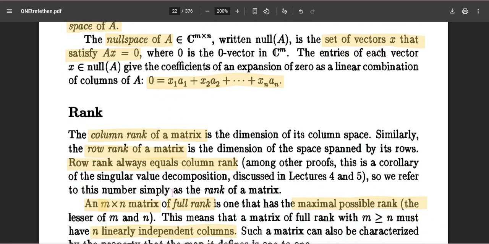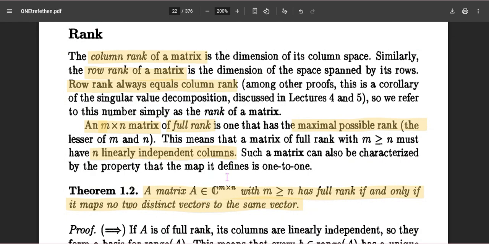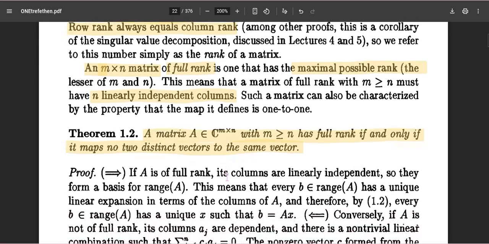Then the column rank and row rank of a matrix: the column rank is the dimension spanned by the column space, the row rank is the dimension spanned by the row space, and usually the row rank equals the column rank. If we have an m cross n matrix, usually with m greater than n, then the maximum number of independent columns is n, because the number of columns is less than the number of rows. Then the rank of the matrix is n. This is what the theorem says.